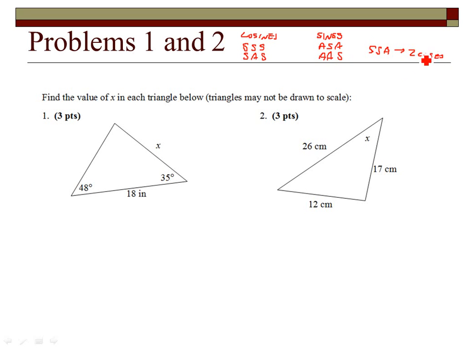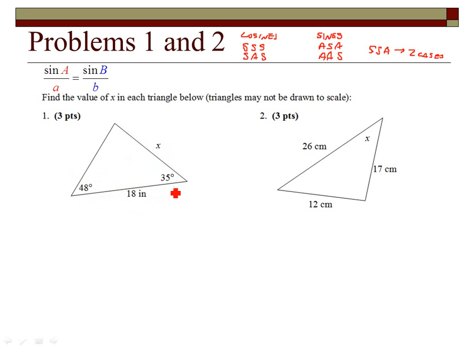Okay, so looking at this first example, I have angle, side, angle, so I'm going to use law of sines. So this is the law of sines: sine of an angle over its opposite side equals sine of a different angle over its opposite side. Well, I've got this side of 18, so I need to know what this angle is if I'm going to use that formula. And I've got x and 48 degrees.